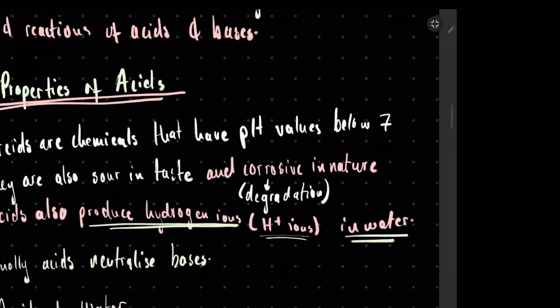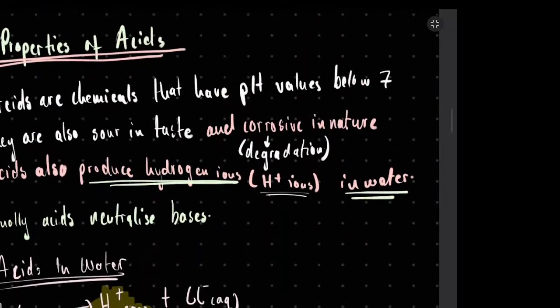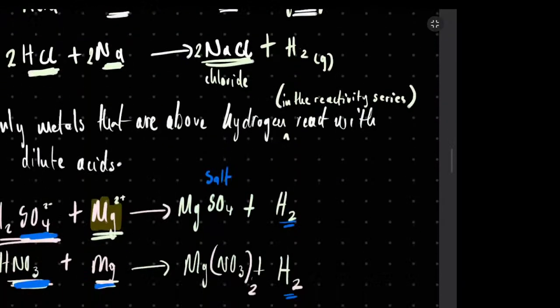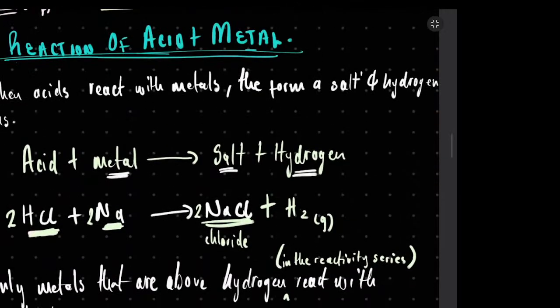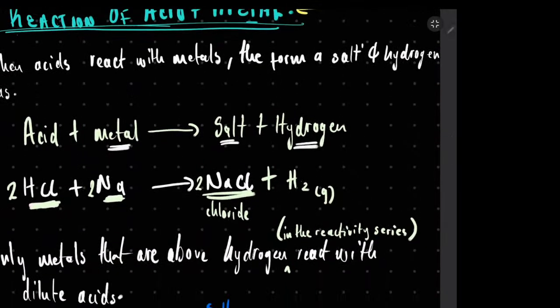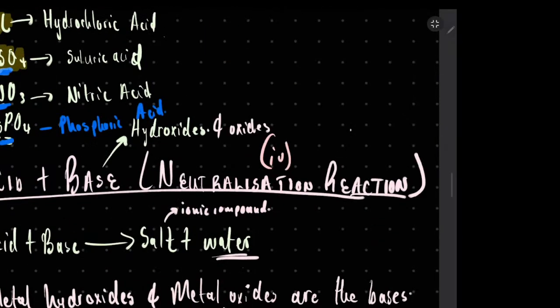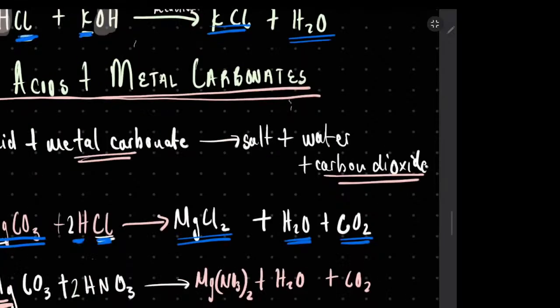What we first went through was that there are 3 important reactions you must know about acids. Acid plus metal. Then acid plus base, the neutralization reaction. And then finally, acid plus metal carbonate. These are 3 important reactions that I needed you to know. Now, when you know these 3 important reactions, are you done with acids?